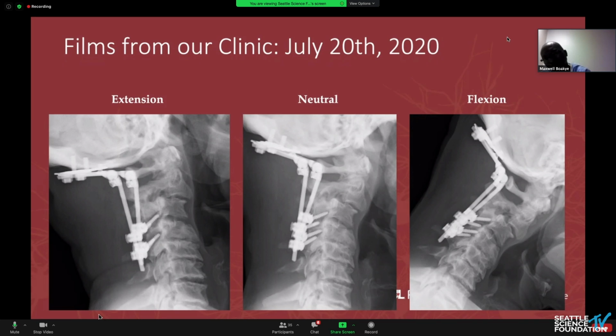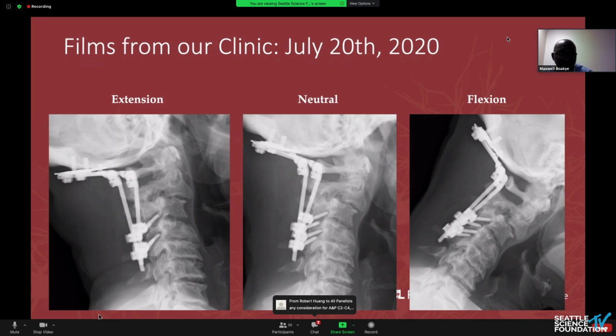Just a comment. I was wondering if you would consider using, or any of our colleagues would consider using BMP on the second posterior cervical if you left the occiput out. Yeah, as discussed earlier, BMP would be an off-label application, but in a healing impaired patient, posteriorly only might be a good idea.